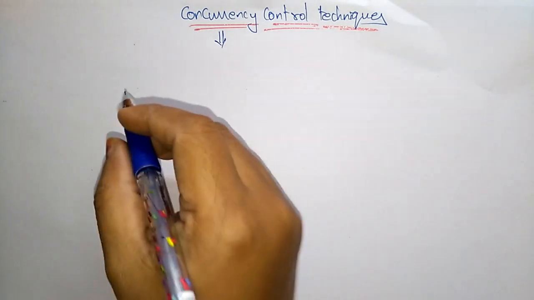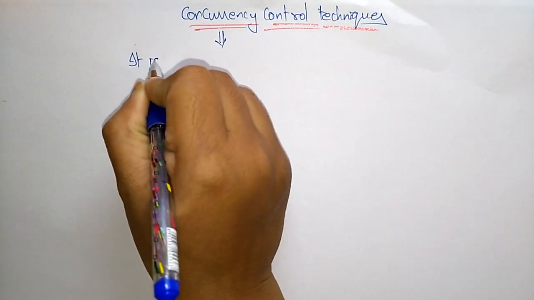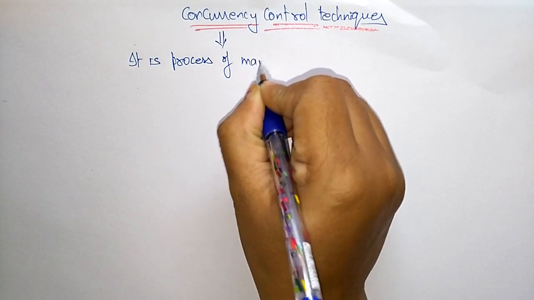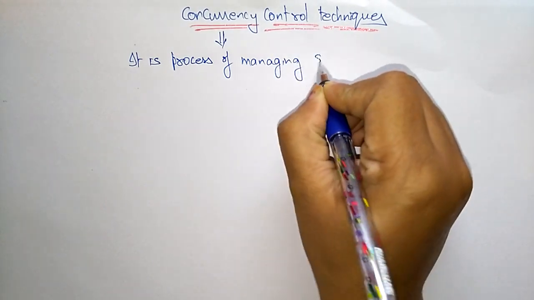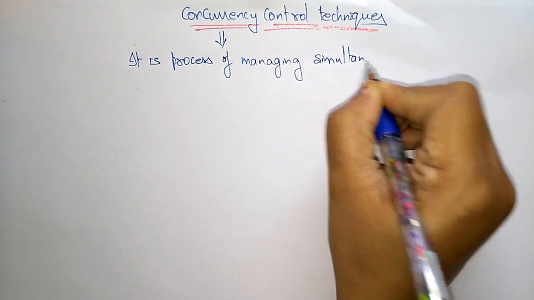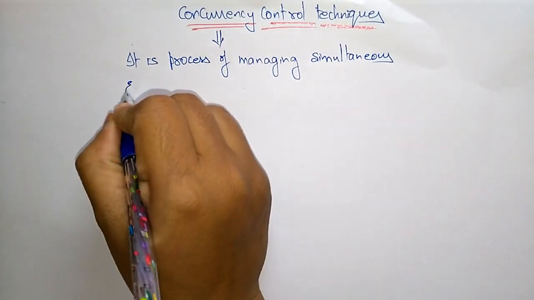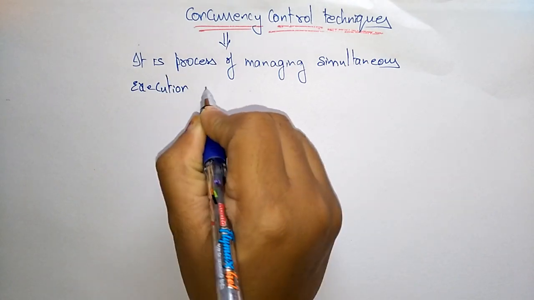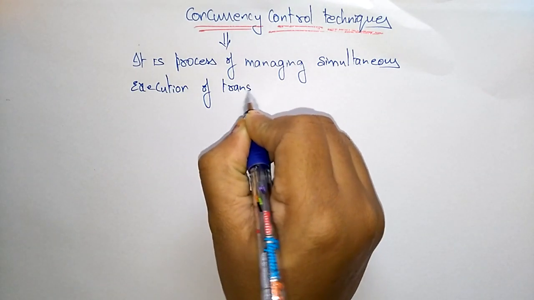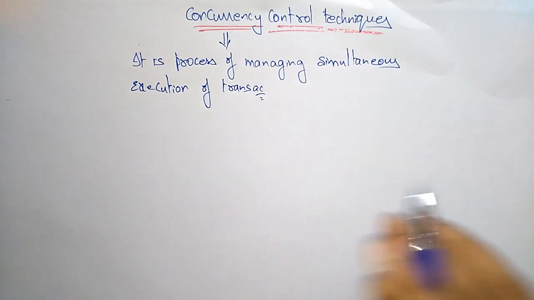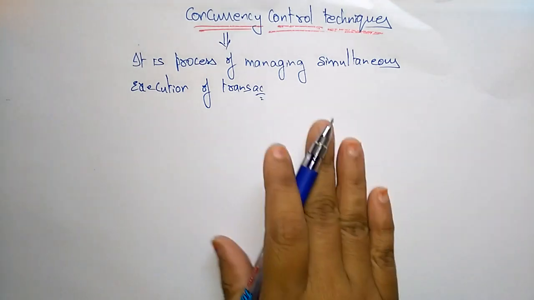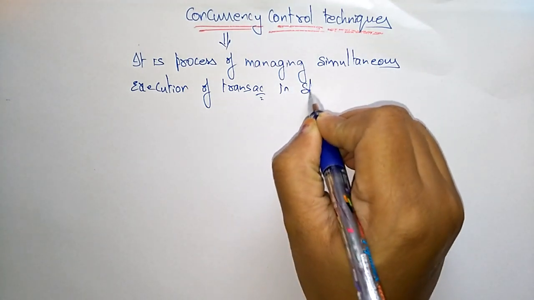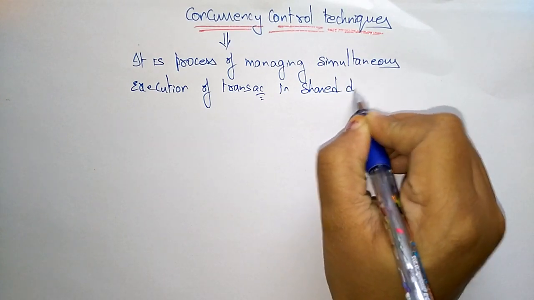Actually concurrency is nothing but a process of managing simultaneous execution of transactions. So if you take so many transactions, concurrency is a process of managing all the simultaneous execution of transactions in a shared database. So the main thing is in a shared database.